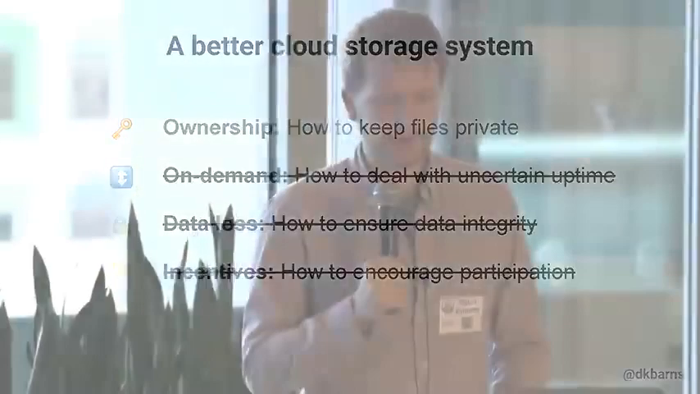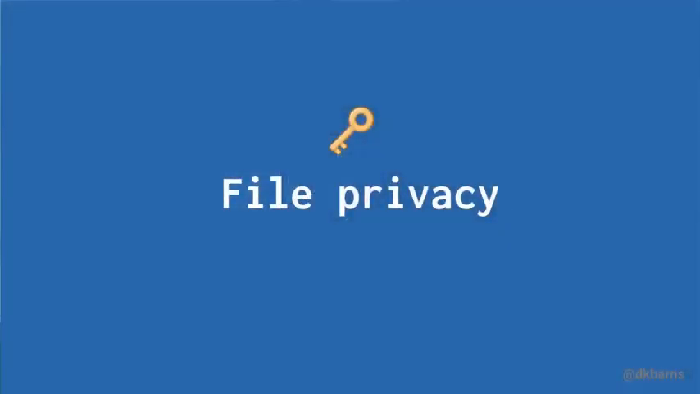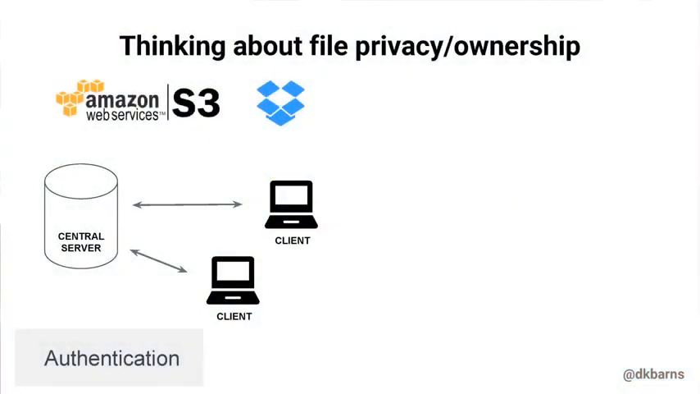So let's talk about how to ensure file privacy. It's a pretty simple concept. Only you should be able to see your files. Only you should be able to update or delete them if you wish. So let's look at how the two central development models approach this type of challenge. One is probably pretty familiar to you.